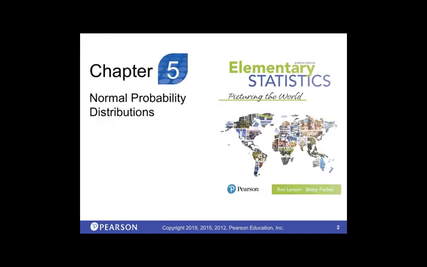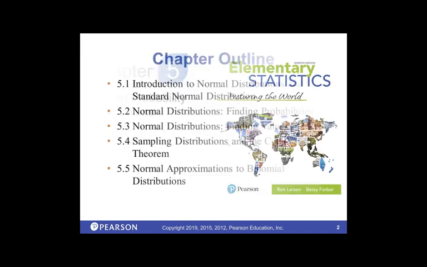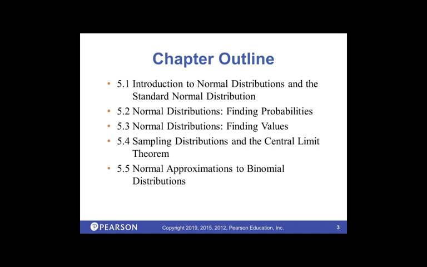All right, and we are back. Okay, so let's take some time to continue chapter 5, and we'll go ahead and do section 5.3, normal distributions, and we want to see finding the values. So in the last section, we were given x values and we found the probabilities. Now in this section, we're going to be given probabilities and work backwards and find the values.